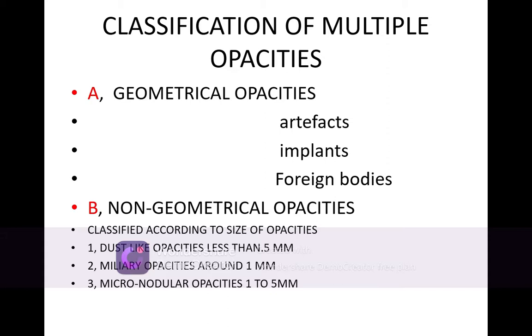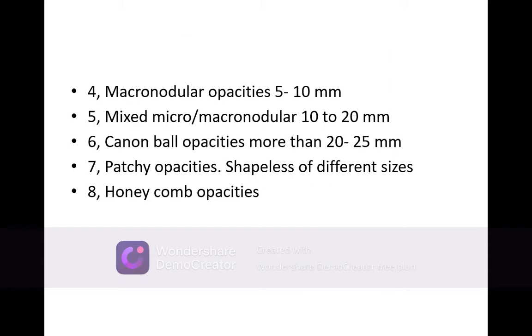If they are less than 0.5 millimeter, you can hardly see them properly, but they can be visualized with a magnifying glass. Miliary opacities, like millet-like opacities, are mostly about 1 to 3 millimeter in size. Micronodular is more than 3 to 5 millimeter, and macronodular means more than 5 to 10 millimeter, or some books say 15 millimeter.